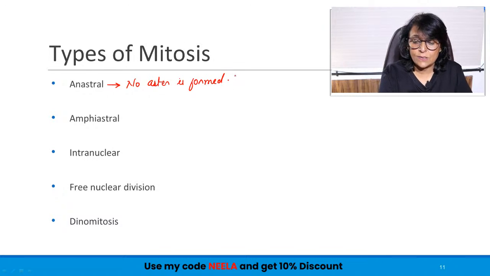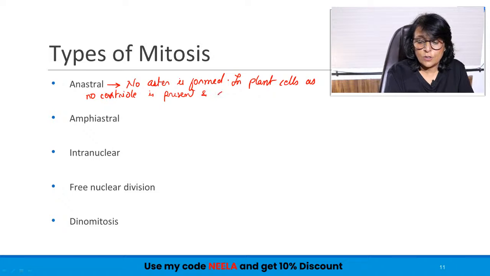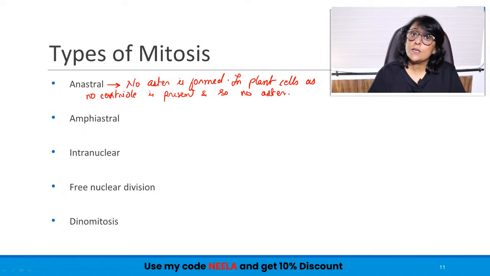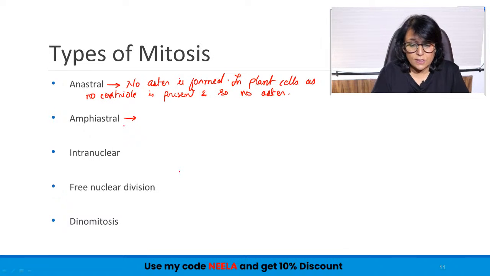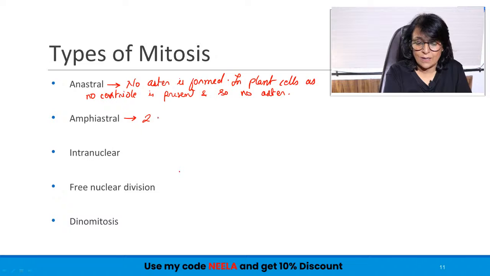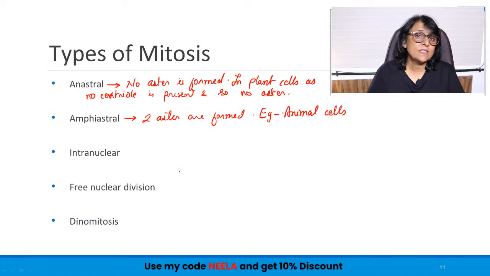So where do we find anastral? In plant cells, as no centriole is present, and so no aster. So it is mitosis, but because there is no aster, we call it anastral. Now the second one, amphiastral, that means two asters. This is seen in animal cells. Two asters are formed. An example is animal cells, or the cells which have centrioles.